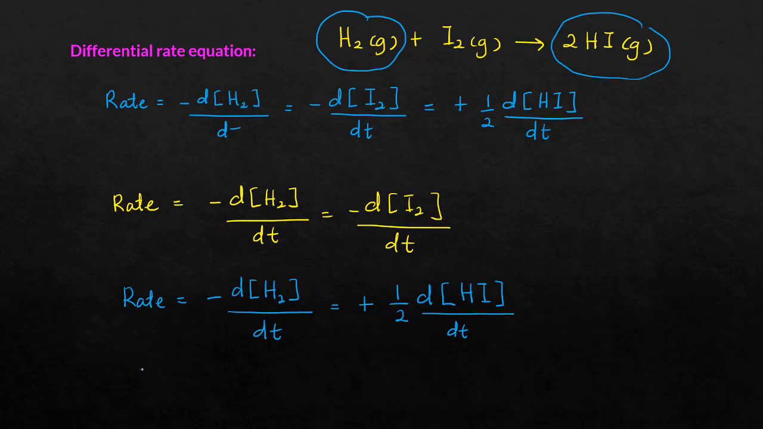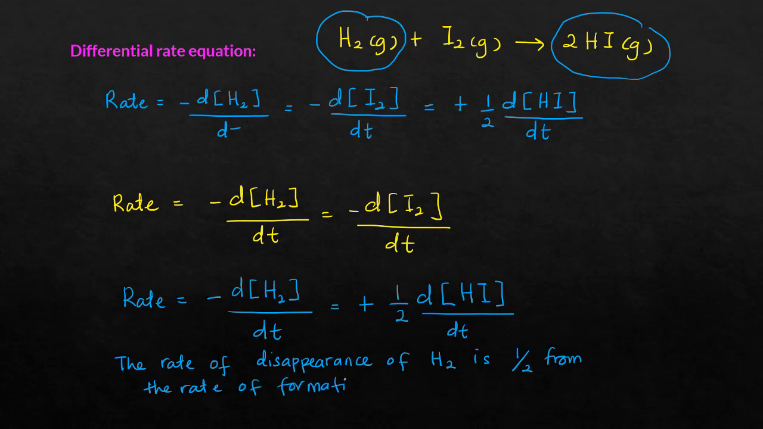Okay, apa maksudnya? Maksudnya kat sini adalah the rate of disappearance of hydrogen gas is half the rate of formation of hydrogen iodide gas.